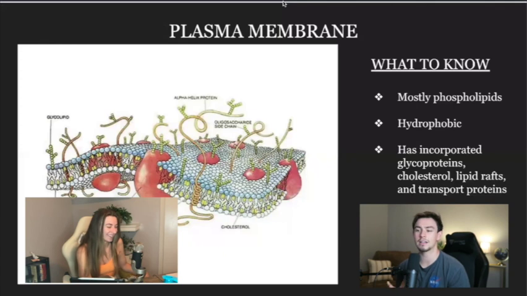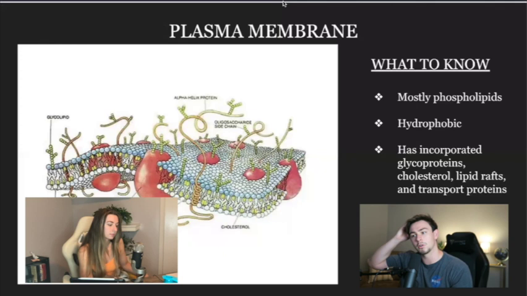So yeah, that's kind of the basics of the lipids in the plasma membrane. As far as proteins go, can you think of anything else that lipids do in the plasma membrane? Fluidity, they separate the exterior from the interior. They allow the selective permeability. That's pretty much it, right? Yeah, I think so.